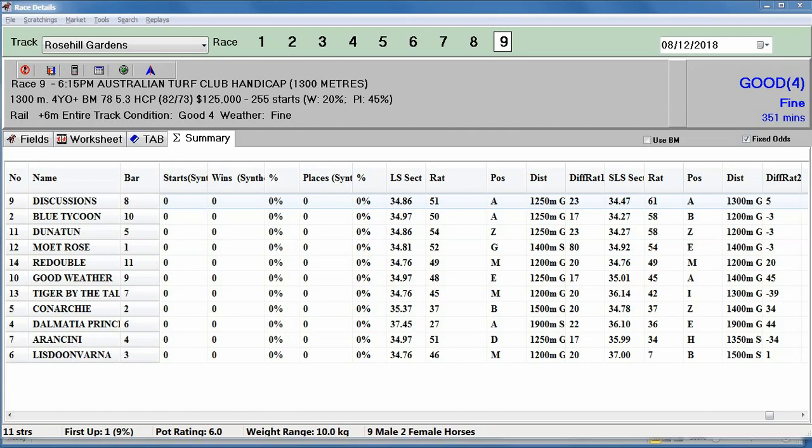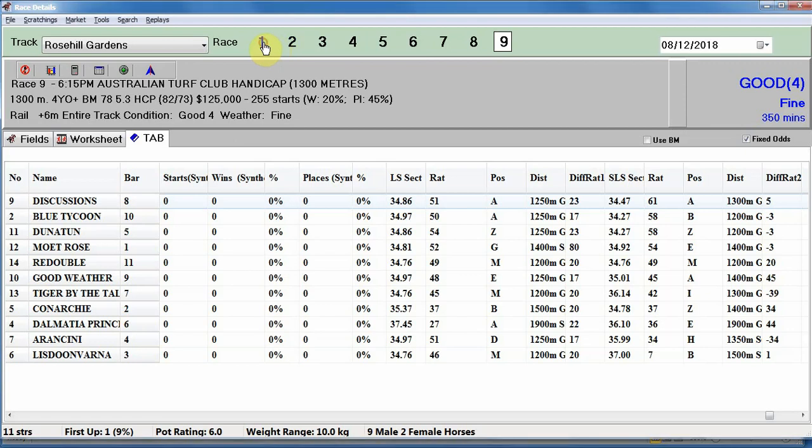So what we're going to look at today is using the sectional ratings, that is to say the last start sectional rating and the second last start rating. Now this is found under summary, last start sectional. Here's the rating for the last start and here's the rating for the second last. Now there's some other things in there we don't need to worry about for the moment.